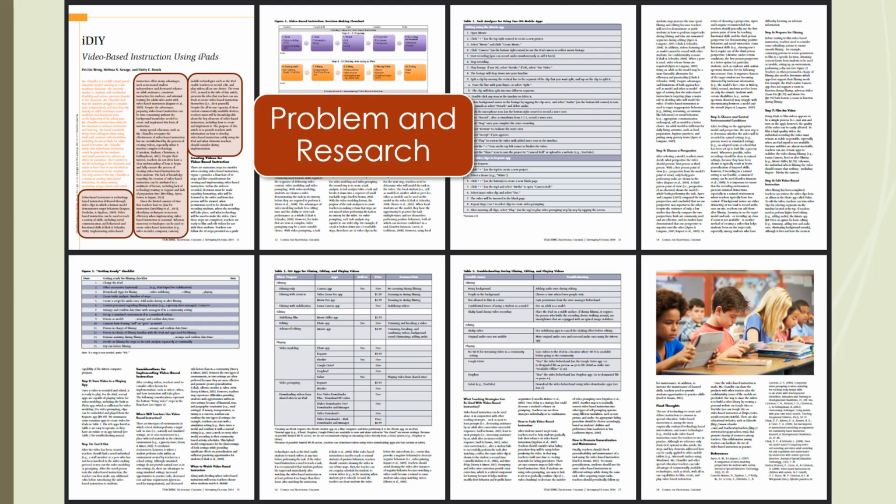Next, we have the problem and the research. In this section, the author explains what problem this practice is addressing and why it is important for teachers. The author includes direct references to relevant research to support use of the practice. Note that this section is shorter in a practitioner piece than the research sections of other types of academic articles. This is to make the article more readable, but it should not in any way suggest that the research base behind the article is lacking.